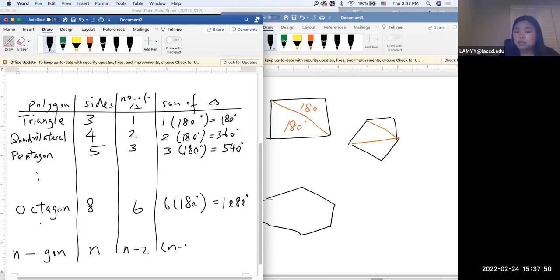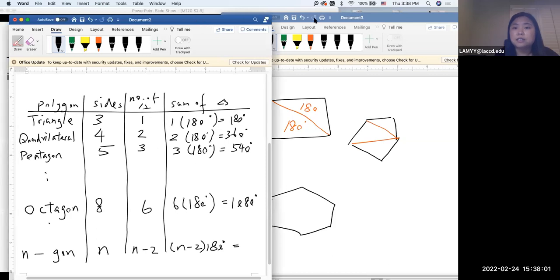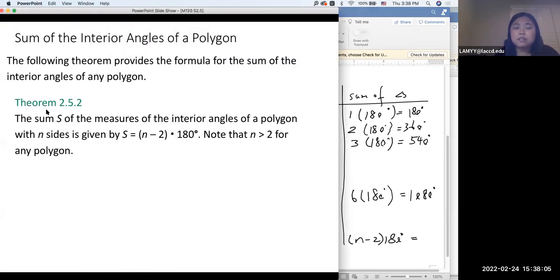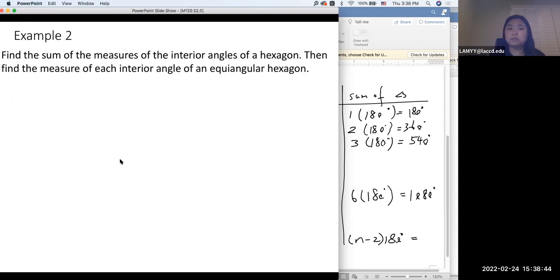So I'm doing the same thing: n minus 2 times 180. This is going to be the sum of the interior angles. So you could see, I just set up the formula here. And this is the theorem: the sum S of the measures of the interior angles of a polygon with n sides is given by n minus 2 times 180 degrees. Highlight this formula. The S here is talking about the sum of the interior angles. And n has to be greater than 2.